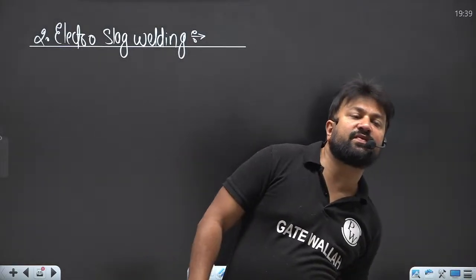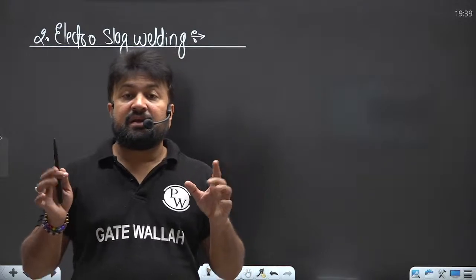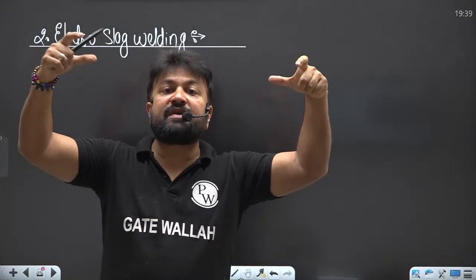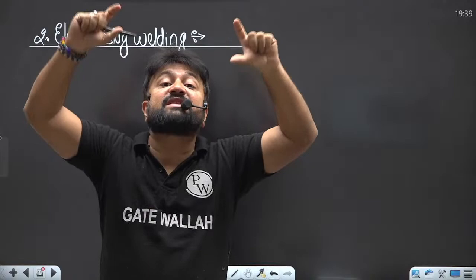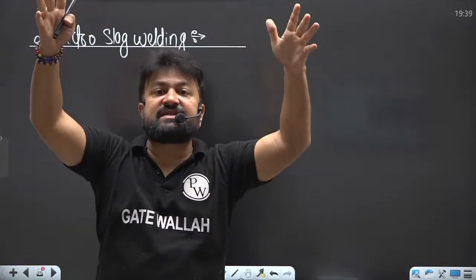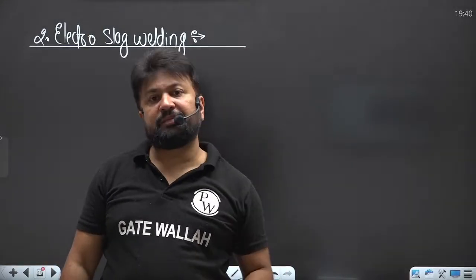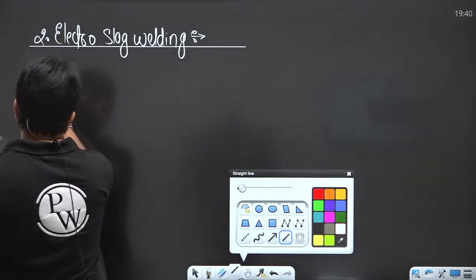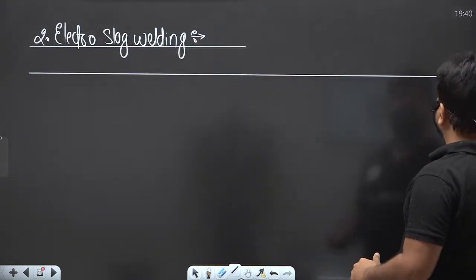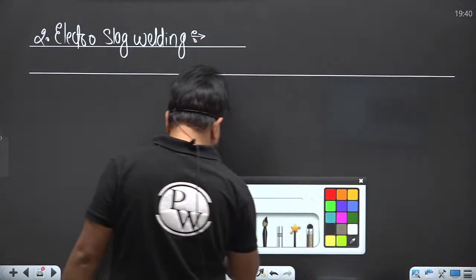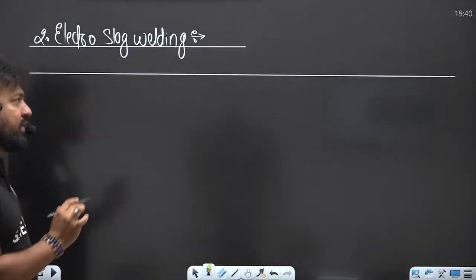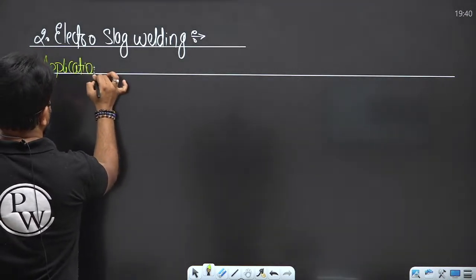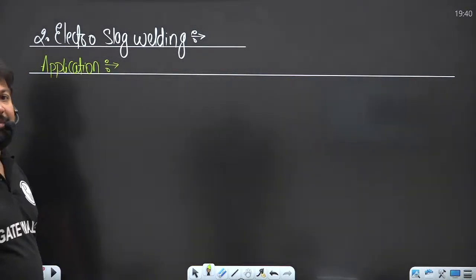Let me give you the applications of this welding. First of all, ship building, the thick wall of the ship. Machine manufacturing, thick wall of the machine. Heavy pressure vessels which have a thick wall, and large castings are joined by this operation. Let me write down the application first, because in the exam, the examiner will ask for the application first.